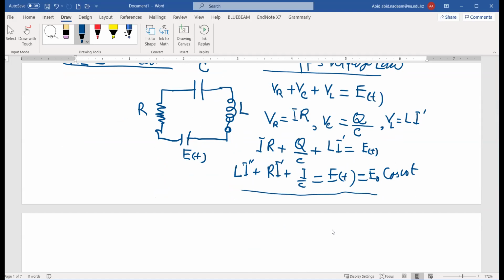Mathematically speaking, this is the same equation as for the forced vibrations in the mass-spring system. So we can use a similar equation like this. In this case, L is analogous to the mass, and R is analogous to the damping force, small c.